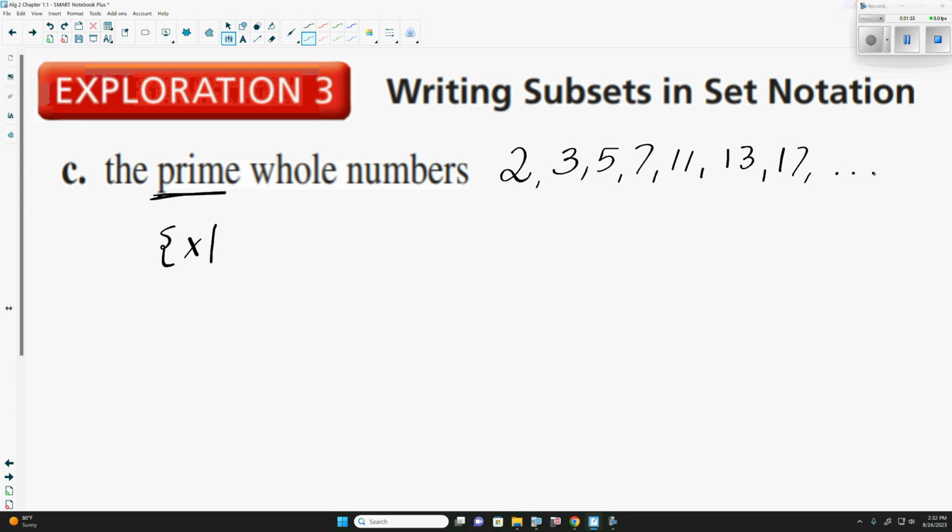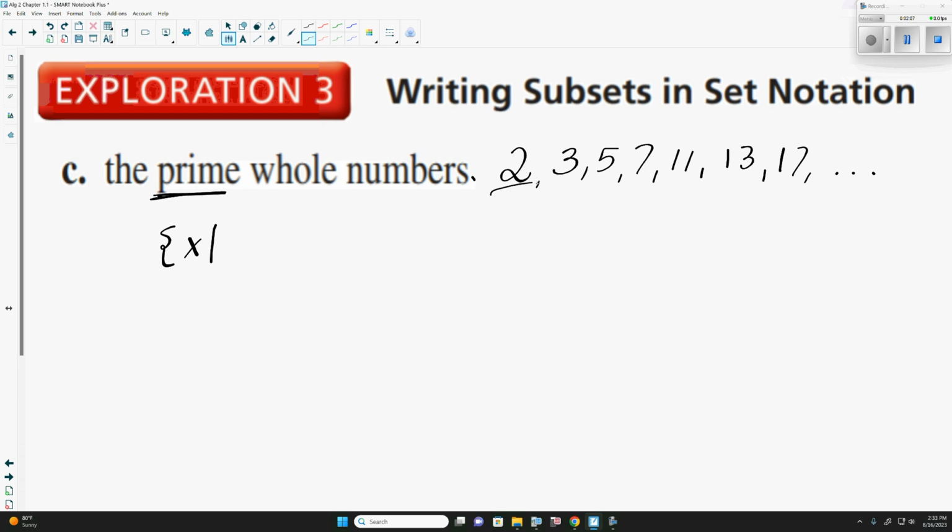So the only factors for a prime number are 1 and itself. So for 2, 2's only factors are 1 and 2. 3's only factors are 1 and 3. Same with 5, 7, 11, 13, 17. The reason we exclude 1 is because 1's factors are just 1. It doesn't have another factor. It's just 1 by itself. So it's not considered prime because it has to be 1 and itself. We need 2. So 1 is not a prime number, but 2 is the first one.